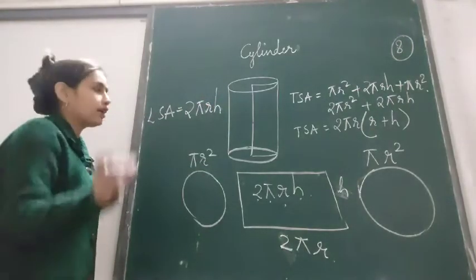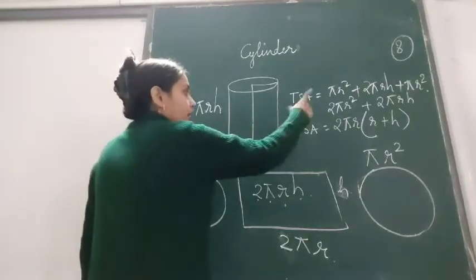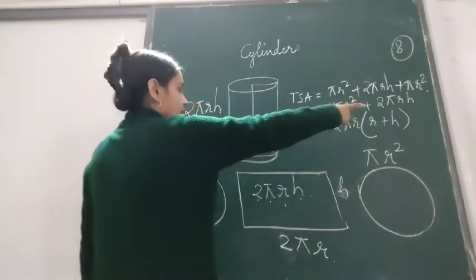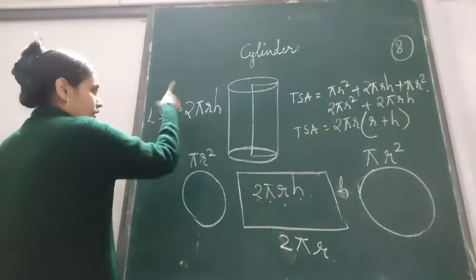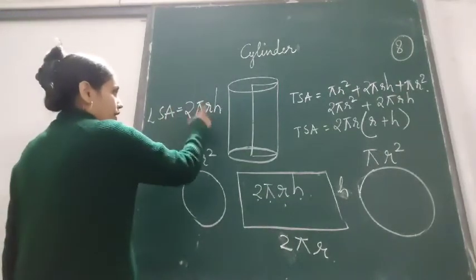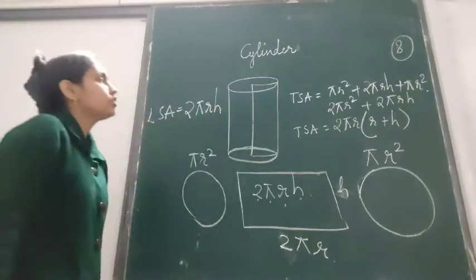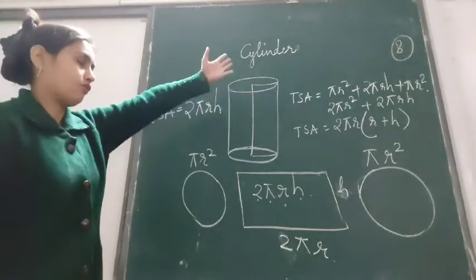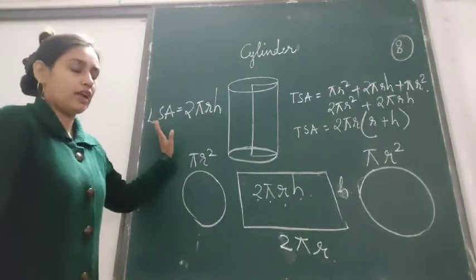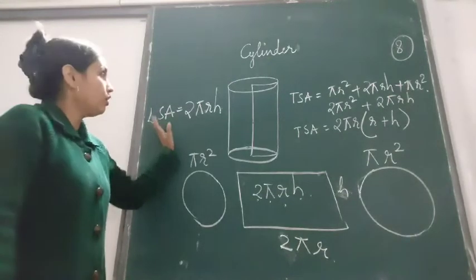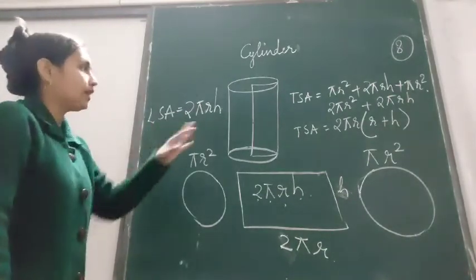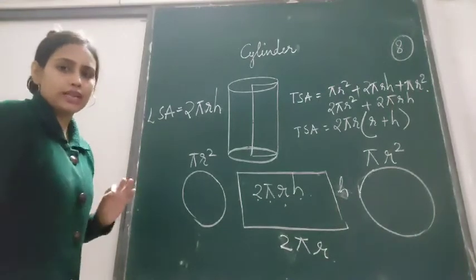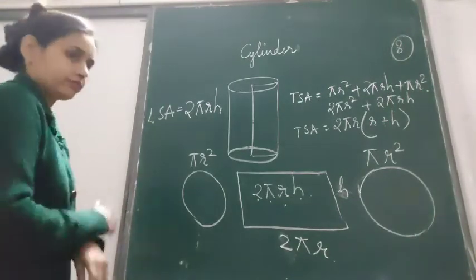Okay. So what is the total surface area? 2 pi r into r plus h. And what is the lateral surface area? 2 pi r h. Okay children. So this completes the total surface area of the cylinder and the lateral surface area of the cylinder. Now depending upon these, there is a try these. Let's do it.